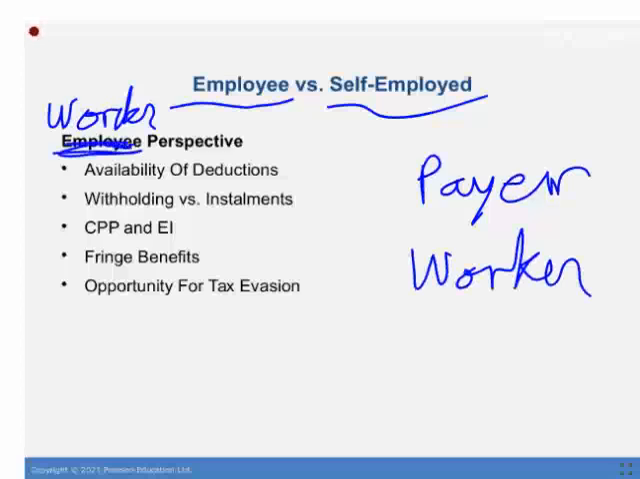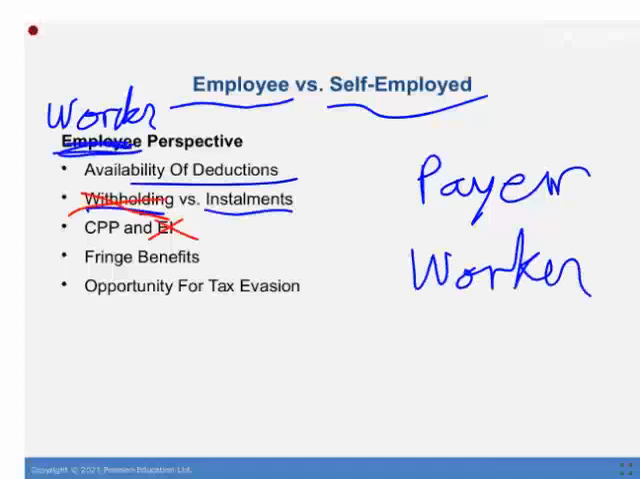A self-employed person, as we will learn in Chapter 6, has a lot more availability of deductions they can claim, deductions to reduce their income. Self-employed people don't have any withholdings, right? So if you don't want to have any of that tax taken up front, well, self-employed is better. Now, technically installments would still apply, right? That we learned about in Chapter 2.